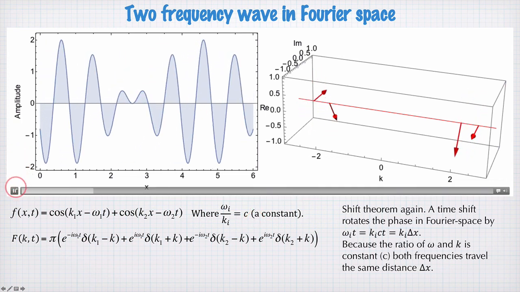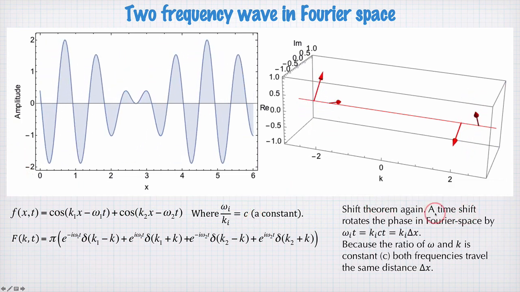In terms of the shift theorem again, the time shift rotates the phase in the Fourier space by the amount omega i times t, which we can rewrite as ki times c times t, or ki times delta x. So this rotation by omega i t corresponds to the motion of the wave by amount ki times delta x, and delta x depends on the speed of the wave c. And because the ratio of omega and k is a constant, both frequencies travel the same distance delta x in any given time.